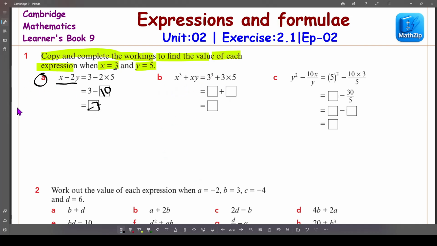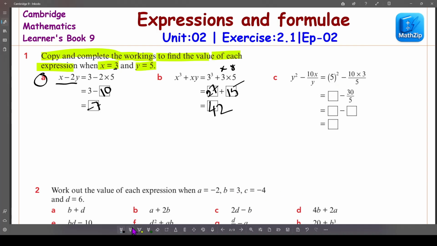Number B, x cube plus xy. x cube means 3 cube because x equals 3. Then plus 3 times 5. Why? Because x is 3 and y is 5. This is x and this is y. So 3 cube means 27 and 3 times 5 is 15, right? So 27 plus 15 is 42. This is our answer.